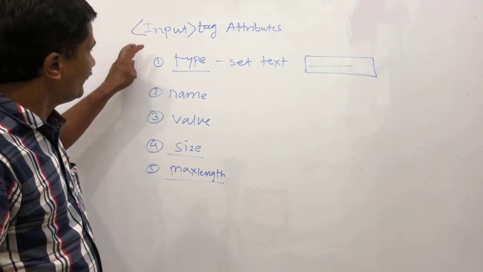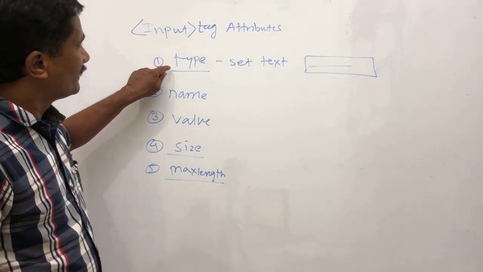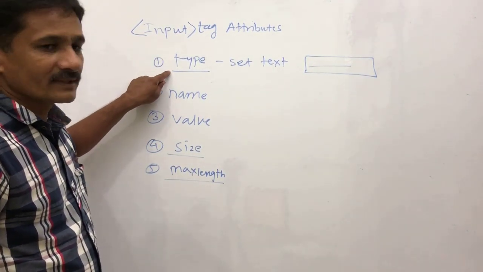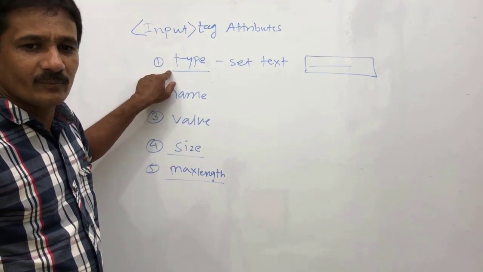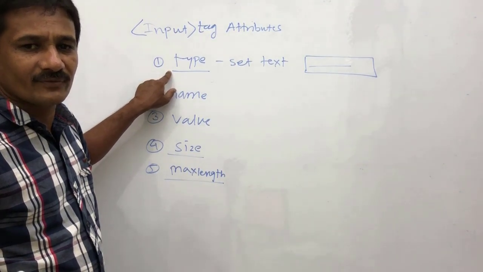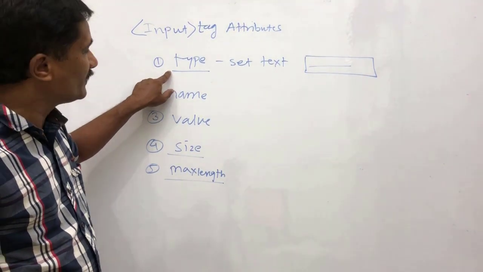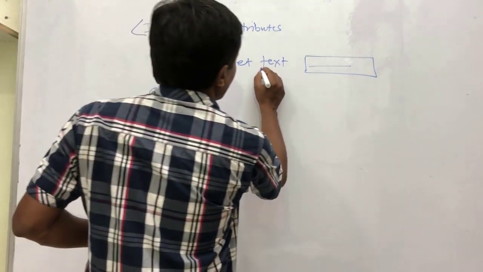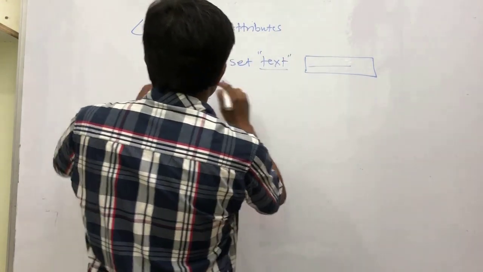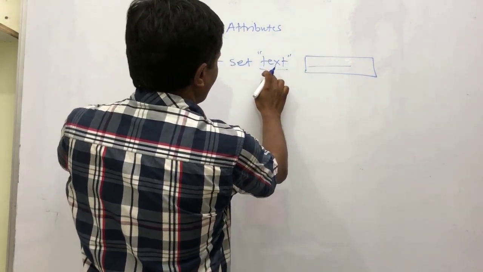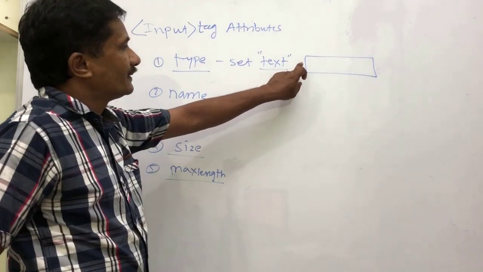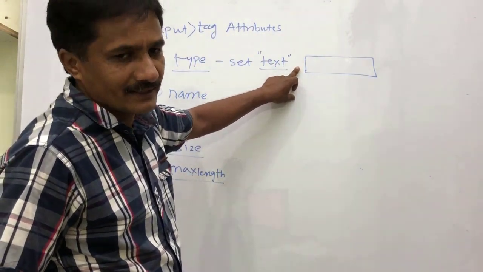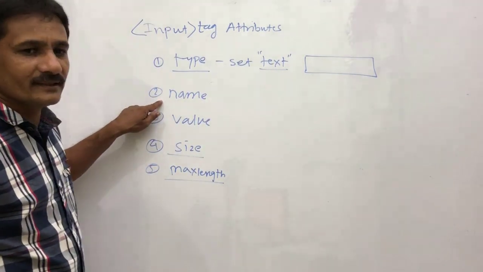I can repeat again these attributes. Input tag attributes. First is type. Type indicates the type of input control, and for text input control it will be set as text. The value of the type attribute is text. You can use text, then a text box is created.